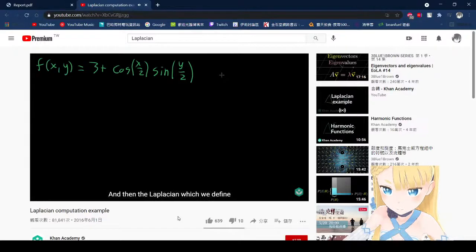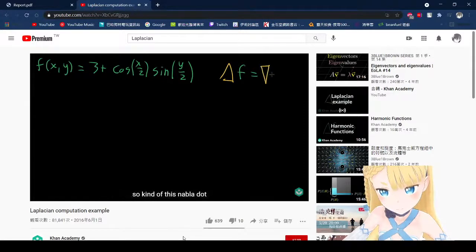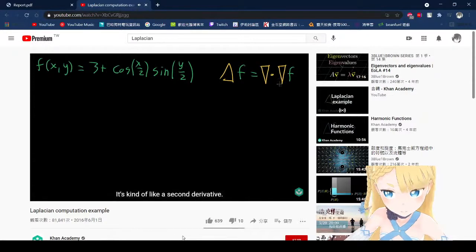And then the Laplacian, which we define with this right side up triangle, is an operator of f, and it's defined to be the divergence, so kind of this nabla dot, times the gradient, which is just nabla, of f. So two different things going on. It's kind of like a second derivative. And the first thing we need to do is take the gradient of f.